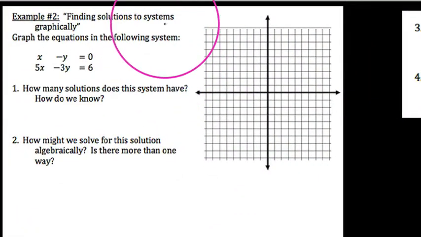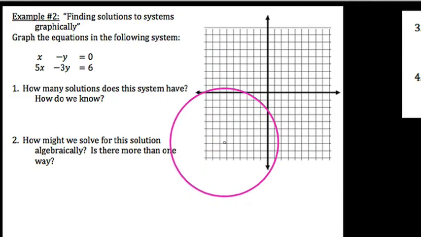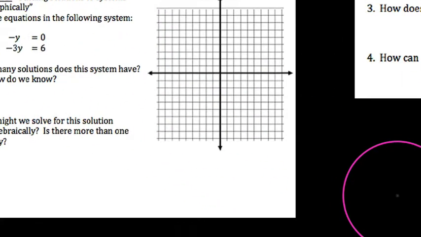Looking at defining a system of equations and then also solving a system of equations, or at least the different methods we have available to us. So let's go and start by defining what a system of equations is.